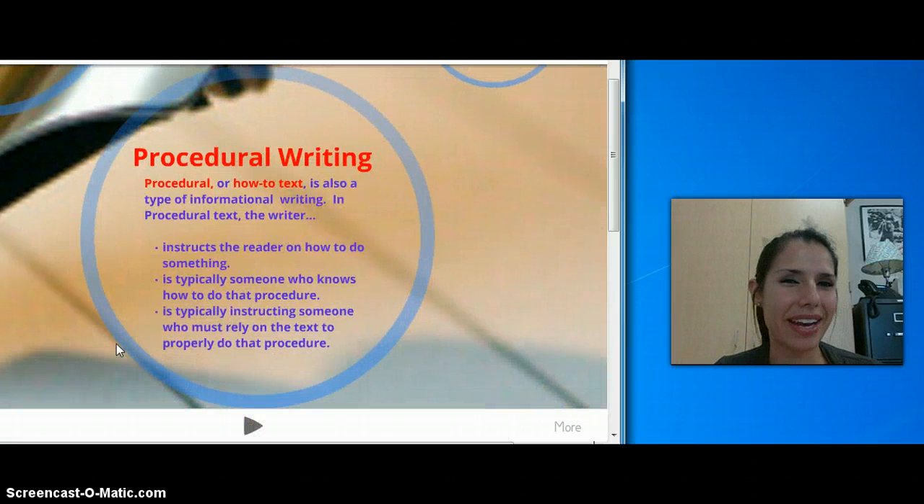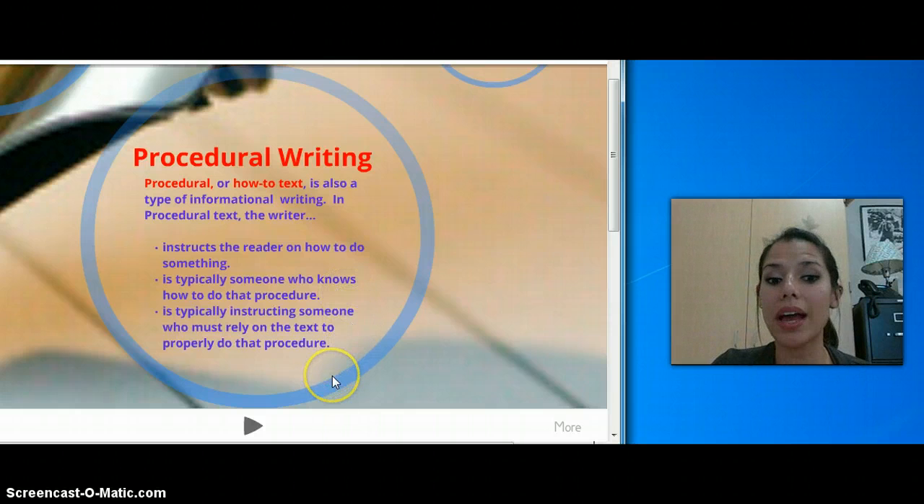Procedural writing is kind of an outcast of informative and expository writing. We won't see too much of that in school, but you'll see a lot of it in the real world. So procedural writing is also known as how-to writing. In a procedural text, the writer instructs the reader on how to do something, is typically someone who knows how to do that procedure, and is typically instructing someone who must rely on the text to properly do that procedure.